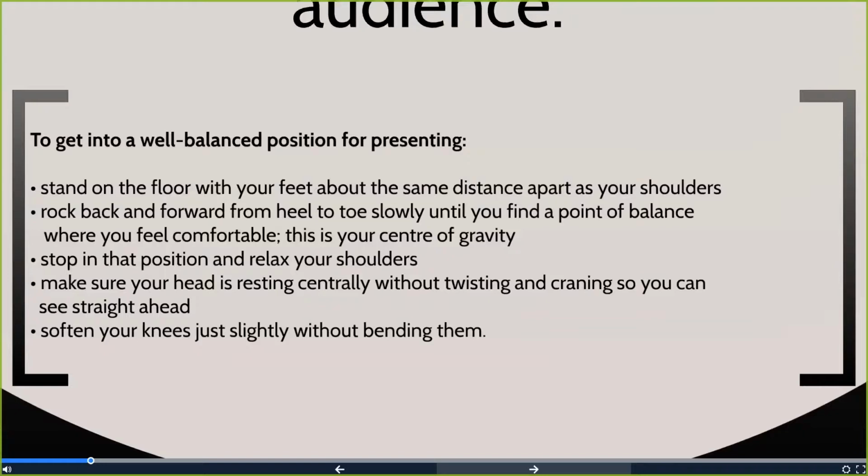Roll back and forward from the heel to toe slowly until you find a nice point of balance where you do feel comfortable, and that is your center of gravity. Stop in that position and relax your shoulders. Make sure your head is resting centrally without twisting or craning so you can see straight ahead. And just soften your knees a little bit, just slightly without bending them so you don't look ridiculous, but certainly having a really comfortable, positive posture will allow you to get into your presentation, and just as you're getting into it and you're nailing it and you're really enjoying it, it'll be coming to an end before you know it.